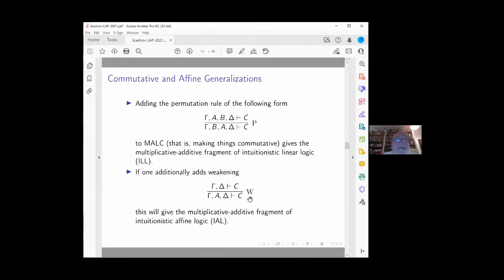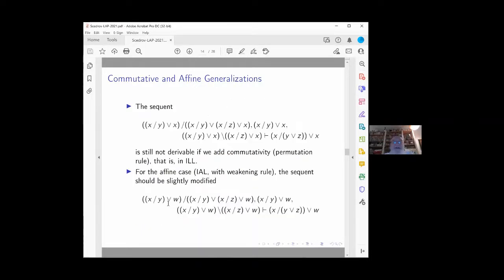Now, here's an interesting point. What about commutative and affine generalizations? So this is from Lambek calculus. What about intuitionistic linear logic? Let's add the permutation rule to the calculus, therefore making things commutative. And now we are talking about the multiplicative additive fragment of intuitionistic linear logic. So that's one generalization. The other one is, in addition to that, let's add full weakening. And this will give us the multiplicative additive fragment of intuitionistic affine logic.